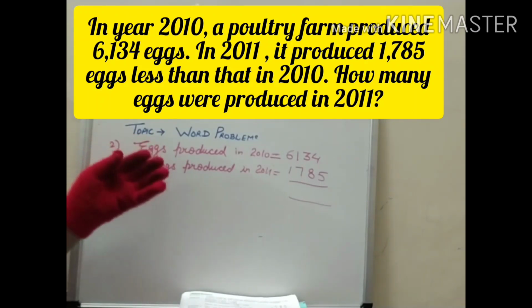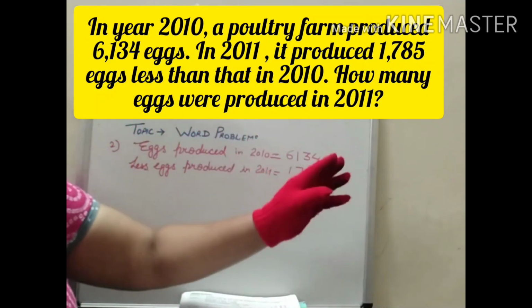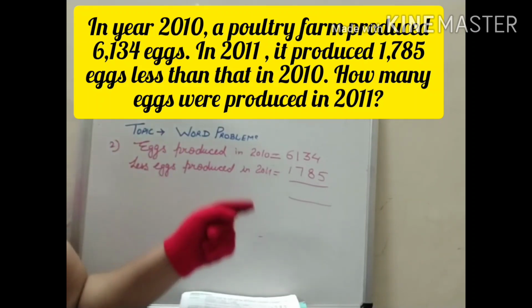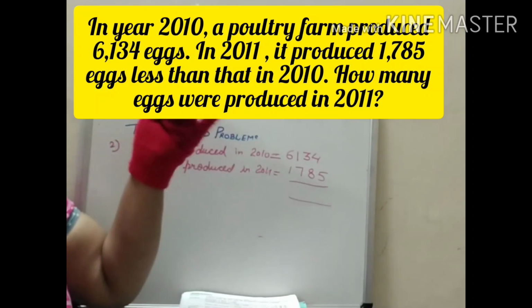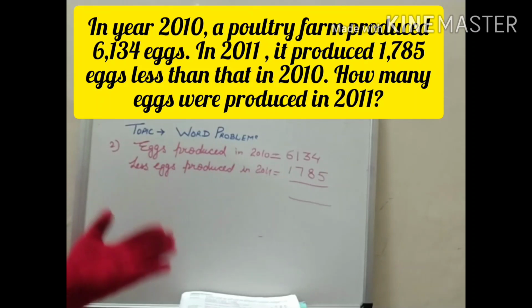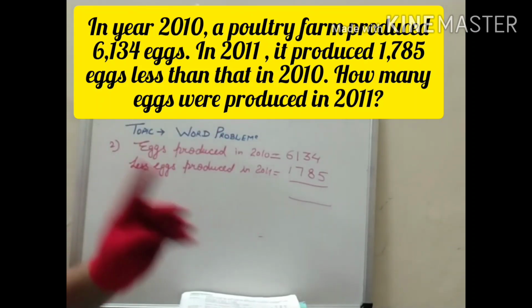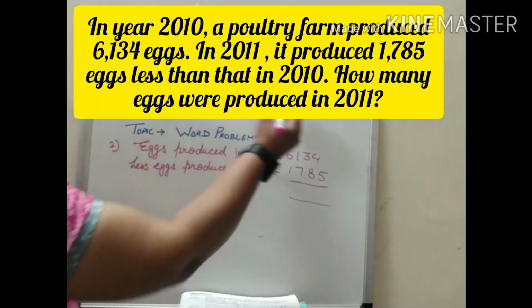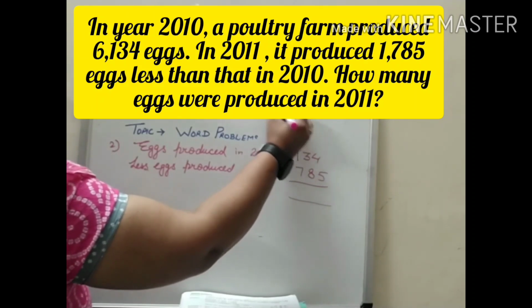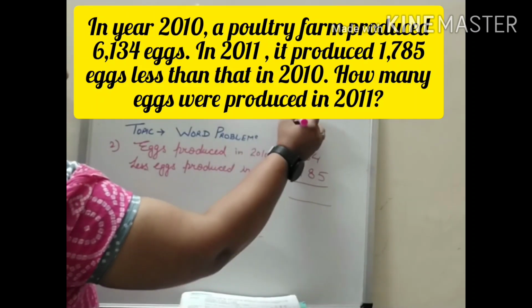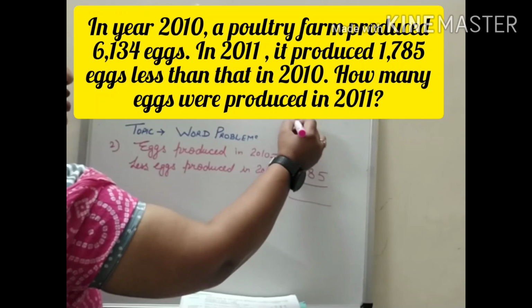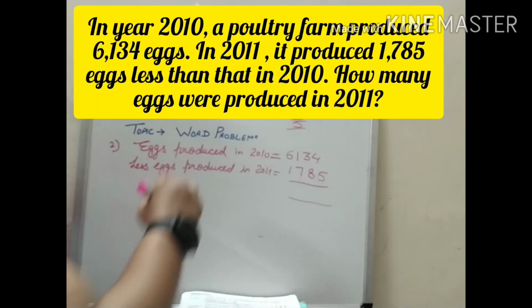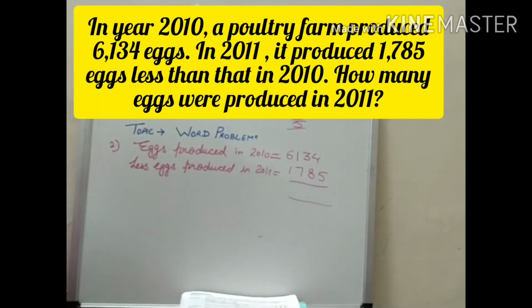That means eggs produced in 2010 were 6. Fewer eggs were produced in 2011. How much fewer were produced in 2011? One less than 2010. Earlier there were 6. It was 6 in 2010 and 1 less was produced in 2011. So how many were produced in 2011? That is 5. So this is a question of minus.